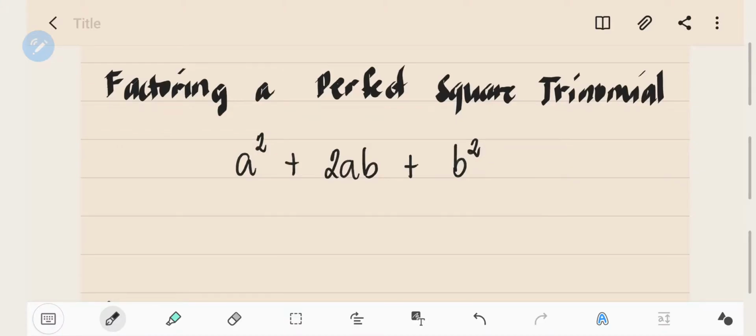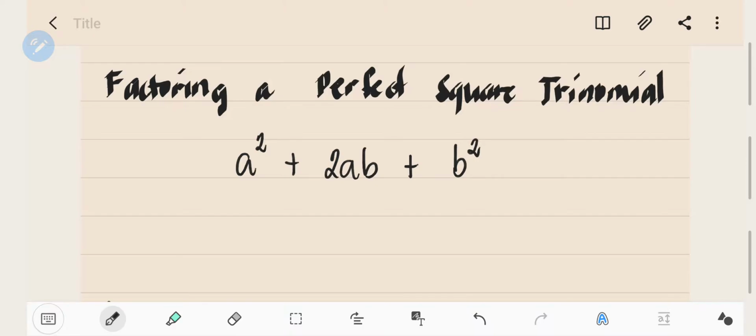Okay, so this is another lesson after factoring the difference of two squares. Now this time, meron tayong factoring a perfect square trinomial. So dun sa factoring the difference of two squares, binomial lang yun, 'di ba? For example, x squared minus 4. So laging dalawang terms lang.